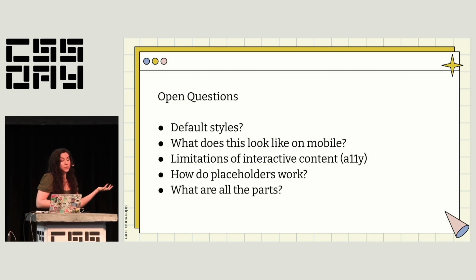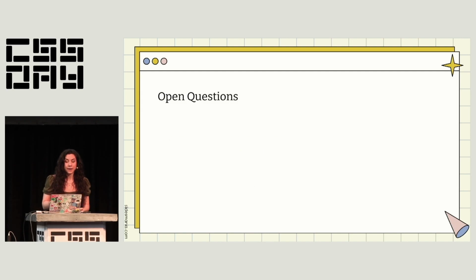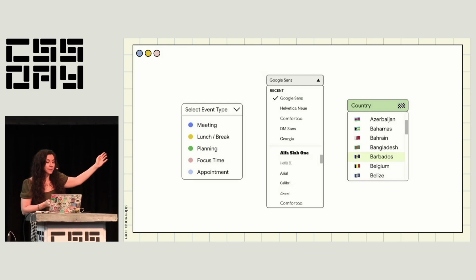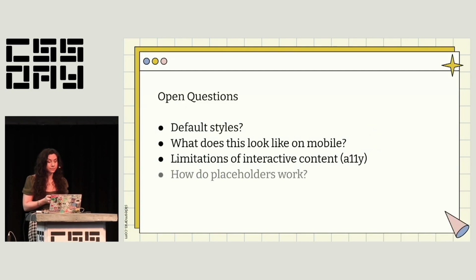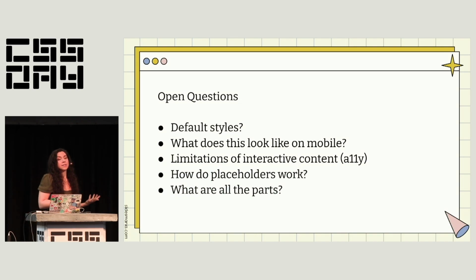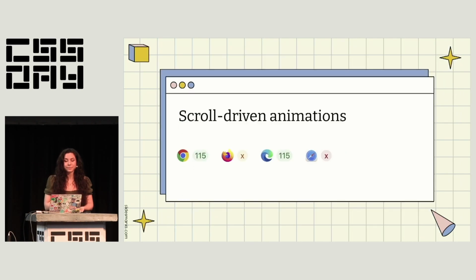How do placeholders work for this content when you have things like, in these examples, we have images inside of the dropdown, like those flags and the colors? How do we set up placeholders? And what are all the parts? Like, what are the parts that we can change? What are the limitations? Can we have multi-select? What about combo box? What about list box? There's a lot of conversations that still need to happen, but hopefully we'll have this landing soon, and you can use it right now as a prototype in Canary.